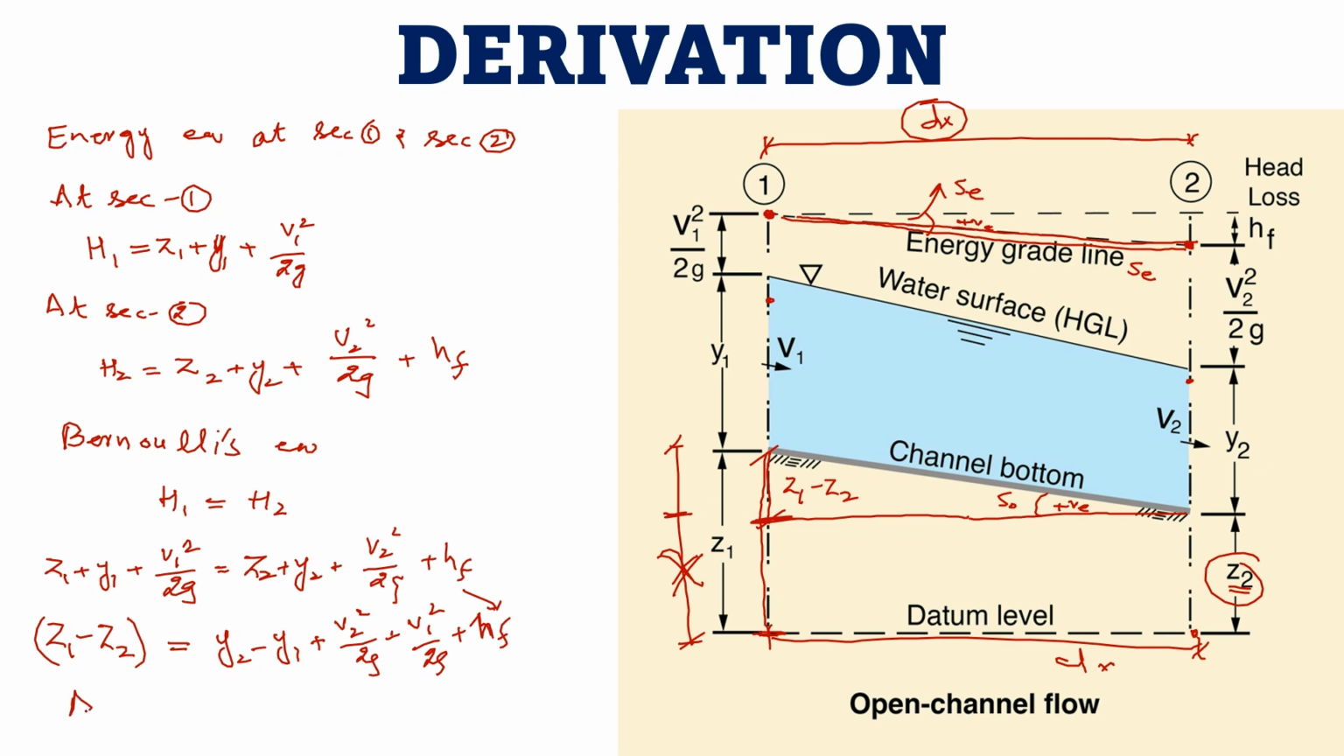We can say this is delta Z. From section 1 to section 2 there is a change in the flow parameters, but Z is not a flow parameter. We have kept it on the left side, separated from the equation. All the others are dynamic heads, flow characteristics. Z is not a flow characteristic; it is basically a channel characteristic. So we can simply call it delta Z. Keep it in mind, delta Z.